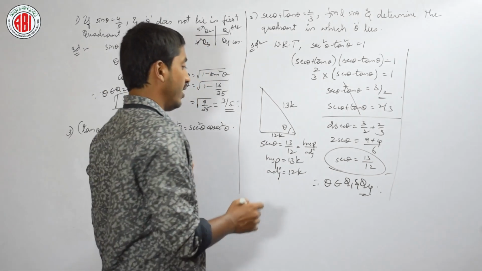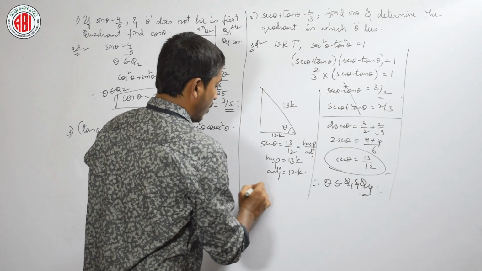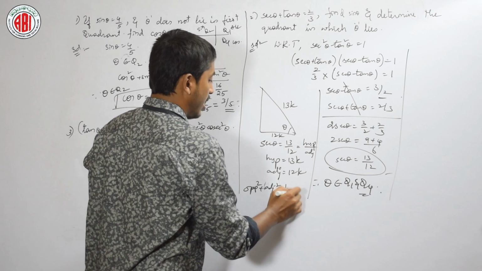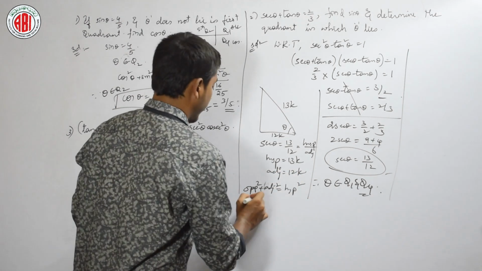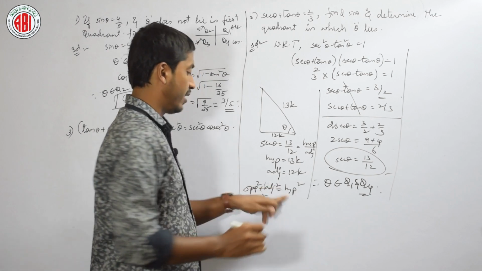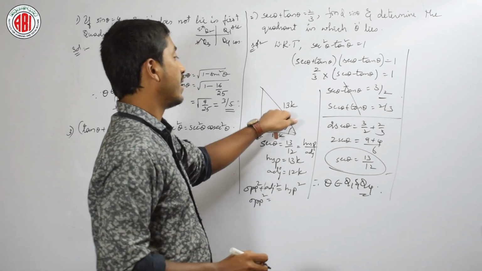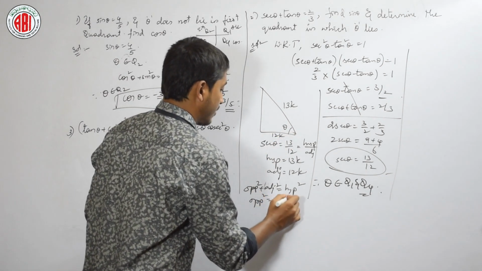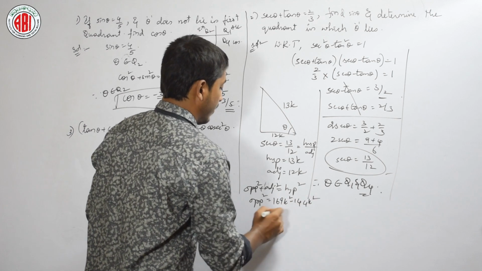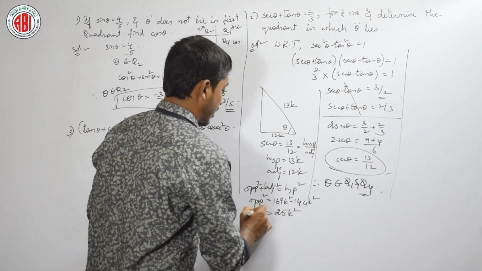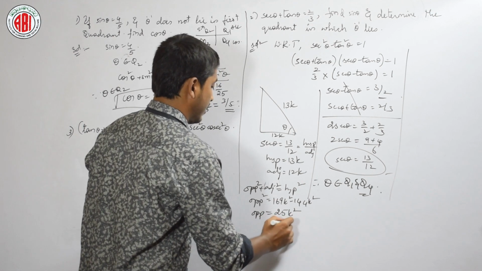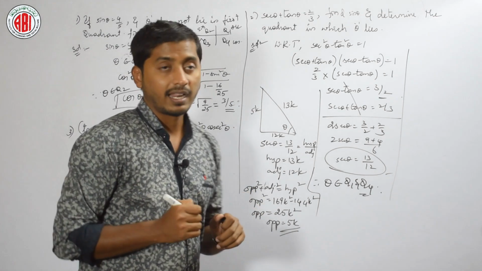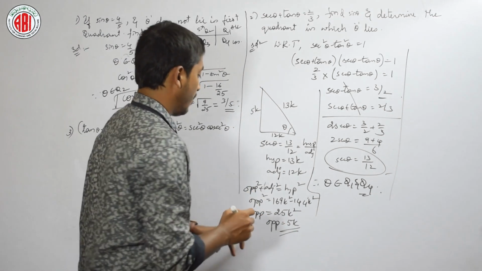From the Pythagorean theorem, we know that opposite square plus adjacent square is equal to hypotenuse square. From this, we write opposite square is equal to hypotenuse square minus adjacent square. What is hypotenuse square? 13k square, which is 169k square, minus 144k square, which is nothing but 25k square, that is, opposite is 5k. Here it is 5k. Is it right? This is how we find the value of opposite and everything.